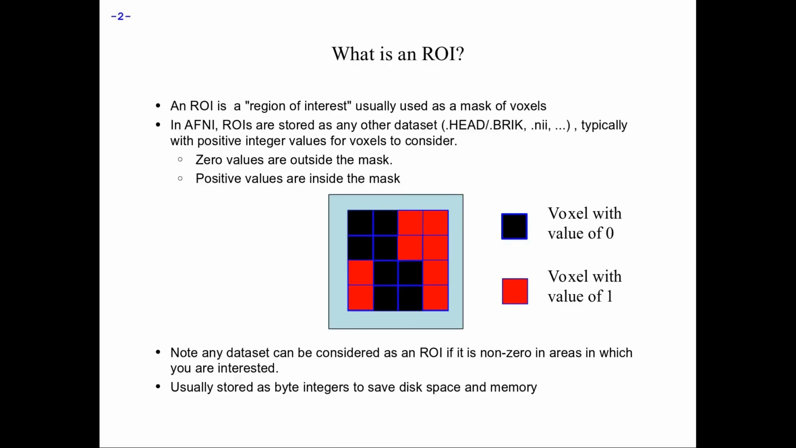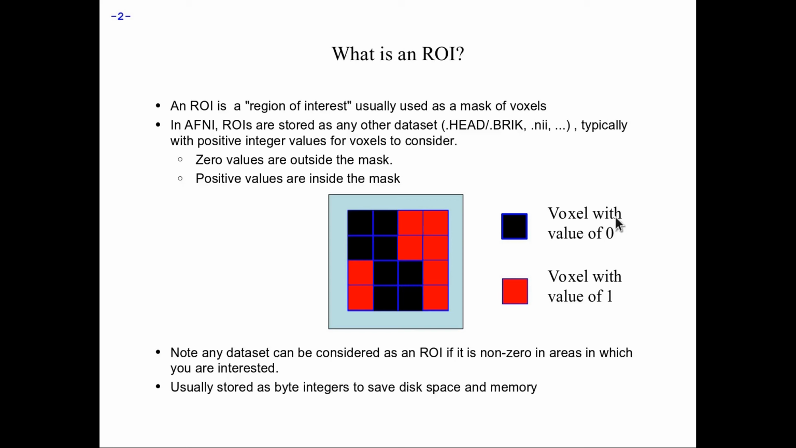Okay, so let's get started, and let's start with a definition of what is an ROI. An ROI is a region of interest, and we use it as a mask of voxels. In AFNI, ROIs are stored like any other data set, and they can be stored as HEAD/BRIK files or as a NIfTI data set. And usually we'll use positive integer values for every voxel that's considered part of our ROI and zeros for outside.